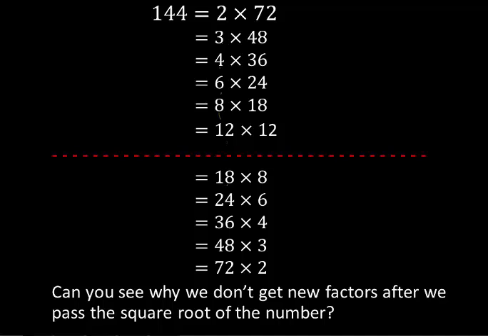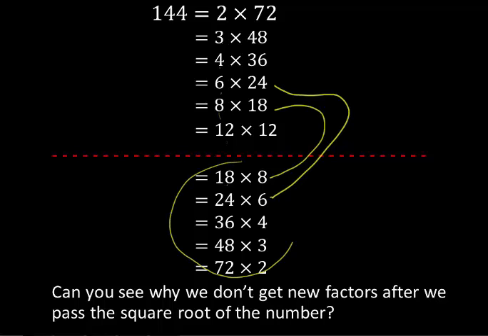And that's 18 times 8. Oh, well, we already had 8 times 18. Then you have the divisor 24, but we already had 6 times 24, and so on. So you see that once you get to its square root, the other factors beyond that are just repeats of factorizations you've already checked. So you only have to check a number to its square root. I hope you can see why we don't get new factors after we pass the square root of the number.